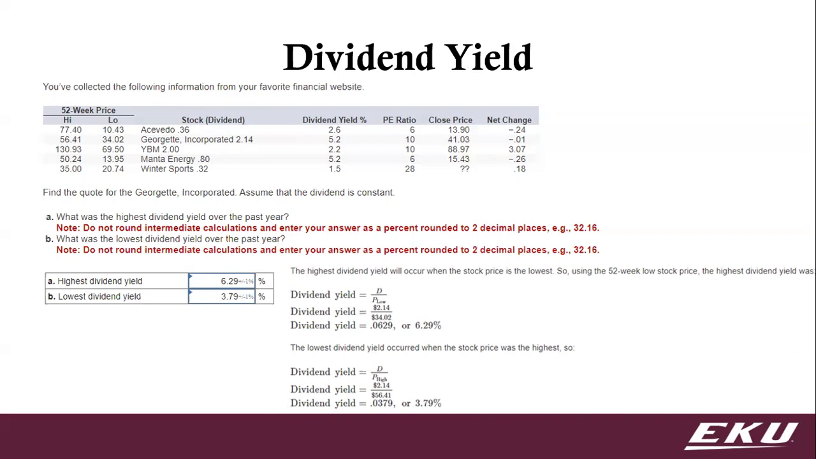So next to Georgette, you see the high price was $56.41, and the low price was $34.20. So if you use the low price, you'll get the highest possible dividend yield in the last year. And if you use the highest price, you'll get the lowest possible dividend yield for the last year.